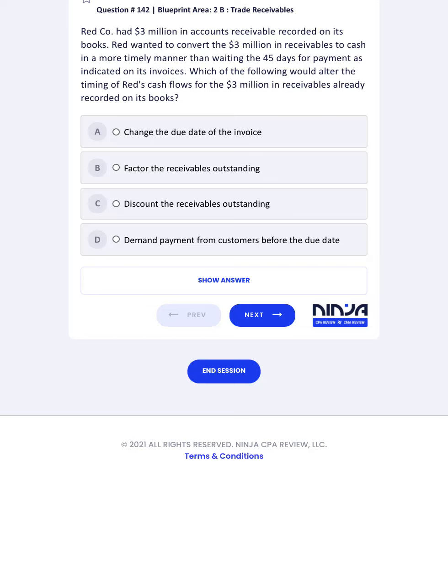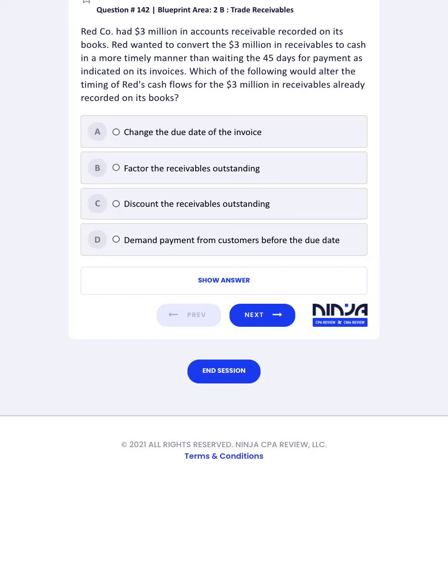Here we go. Red Company had $3 million in AR recorded on its books. Red wanted to convert the $3 million in receivables to cash in a more timely manner than waiting the 45 days for payment as indicated on its invoices. Which of the following would alter the timing of Red's cash flows for the $3 million in receivables already recorded on its books? Hit pause, answer for yourself, answer below.